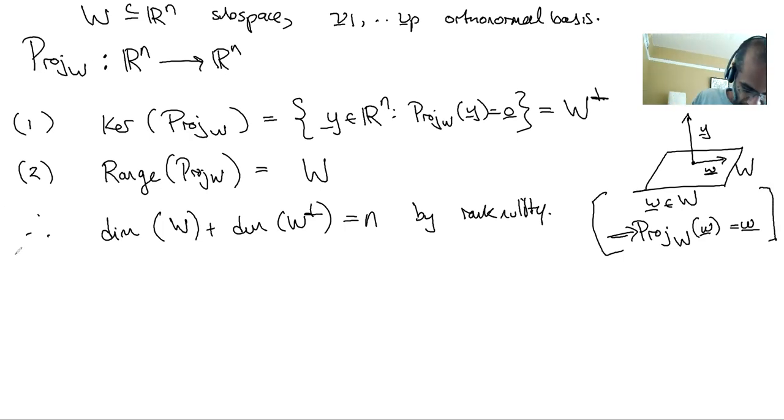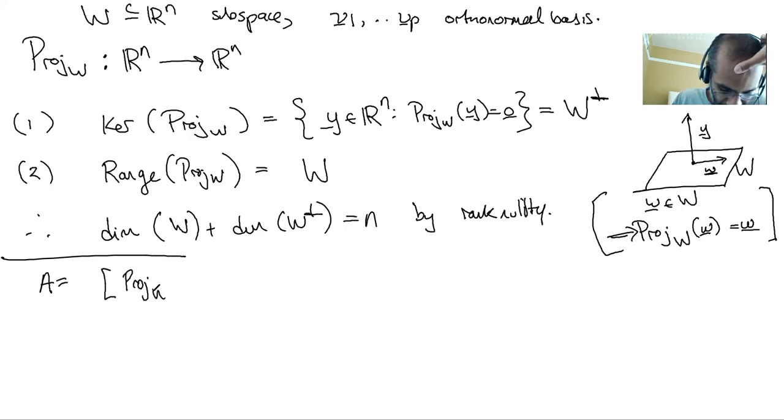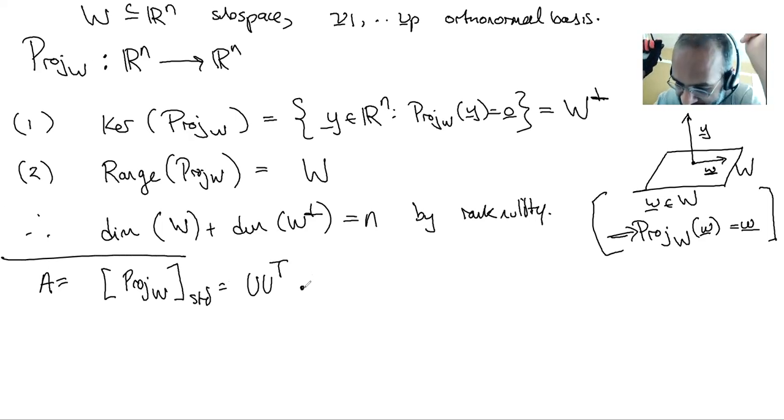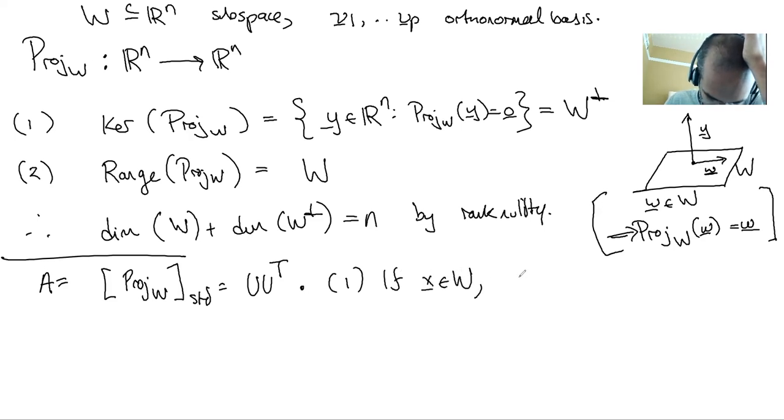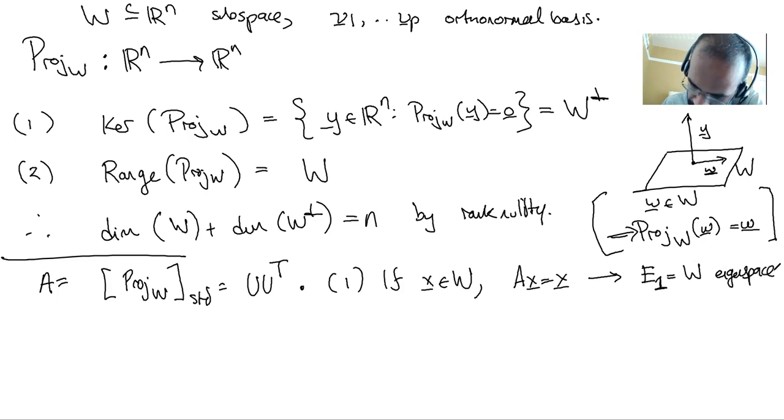Okay, let's connect it to some other concept we know about. What are the eigenvalues? So let A be the matrix of the projection onto W, the standard matrix, which is just this matrix U U transpose, right? What are the eigenvalues and what are their eigenspaces? Any thoughts? Would we have an eigenvalue of 1 for all vectors within W because they just get mapped to themselves? Yeah, right. So the first observation is if X is in W, then AX just equals X, because projecting a vector in W onto W doesn't do anything. And so what that means is that the eigenspace with lambda equals 1 is just equal to W, right?